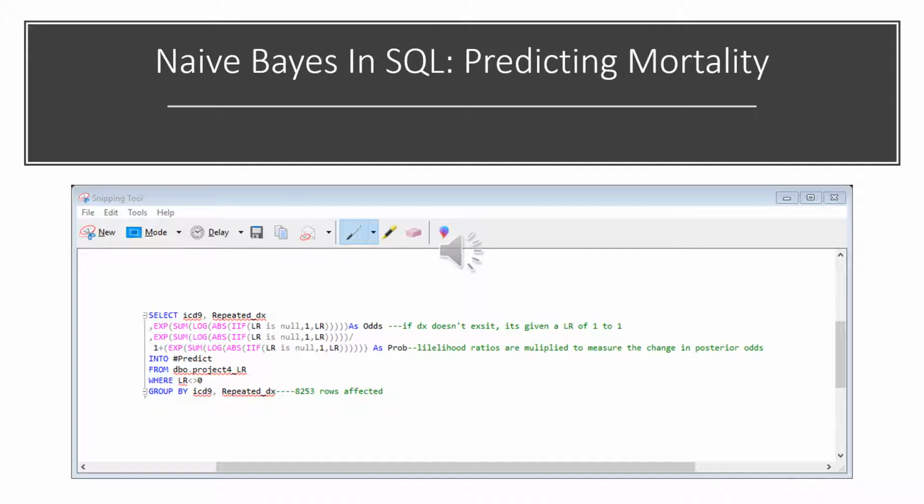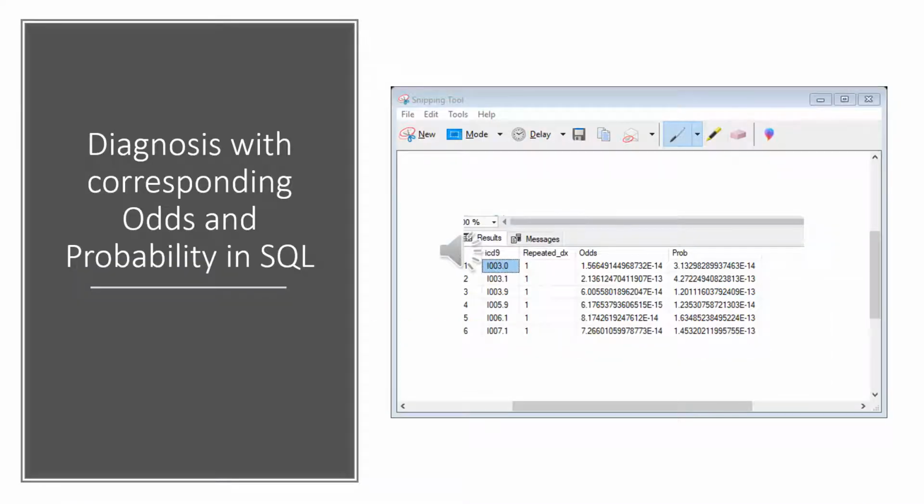This is an example of how likelihood ratios can be used in predictive medicine. This slide presents diagnoses with their corresponding odds and probability in SQL. This slide occurs as a result from the code presented in the previous two slides.